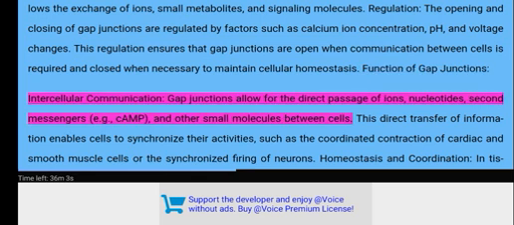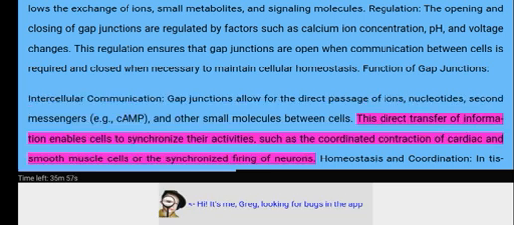Intercellular communication. Gap junctions allow for the direct passage of ions, nucleotides, second messengers (e.g., cAMP), and other small molecules between cells. This direct transfer of information enables cells to synchronize their activities, such as the coordinated contraction of cardiac and smooth muscle cells or the synchronized firing of neurons.